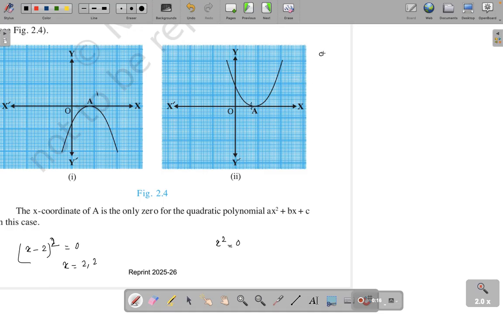Here a will be greater than 0, right? Roots are positive, so b is less than 0 and c is greater than 0. Because alpha plus beta is positive, and alpha plus beta is minus b upon a. So if a is positive, you don't have to worry about a. Alpha plus beta is positive, which means minus b is positive, so b is negative.